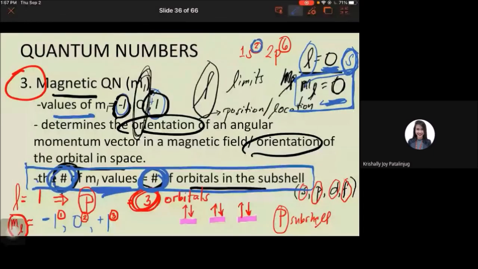Kaya nga, di ba, when you write the electron configuration, maximum na kayang i-accommodate na electron ng s is 2. 2s2, 3s2, 4s2 lang talaga yung maximum electron na kaya niya. Kasi nga, isa lang yung orbital ng s subshell. O, tanong ulit, ilan yung maximum electron sa isang orbital? Tama, 2 lang. Very good.